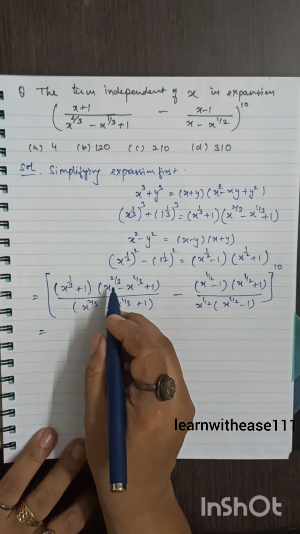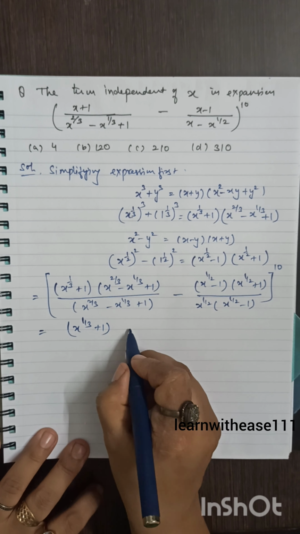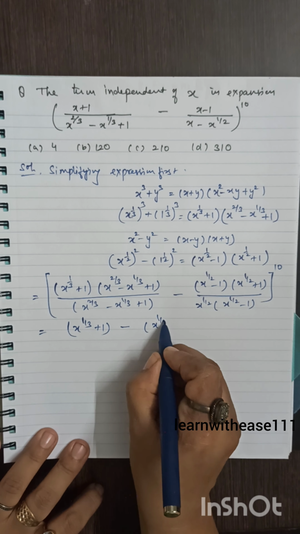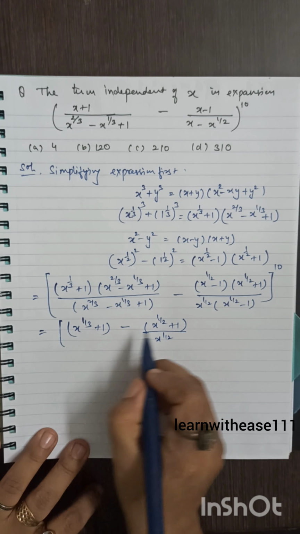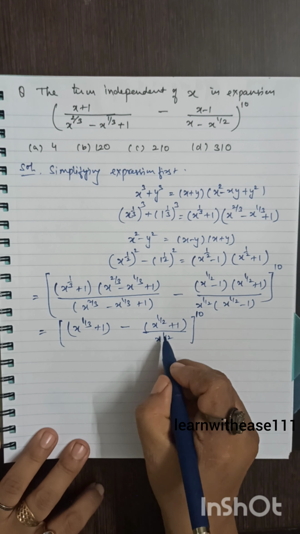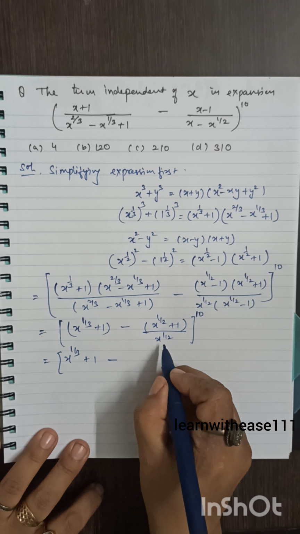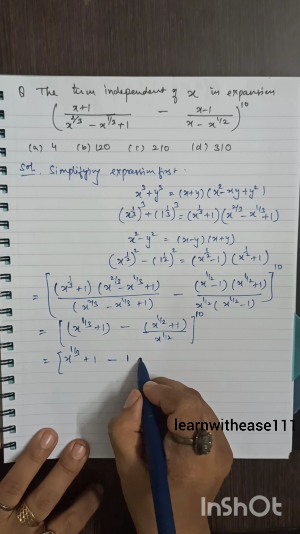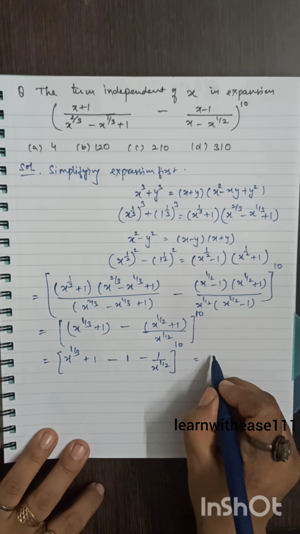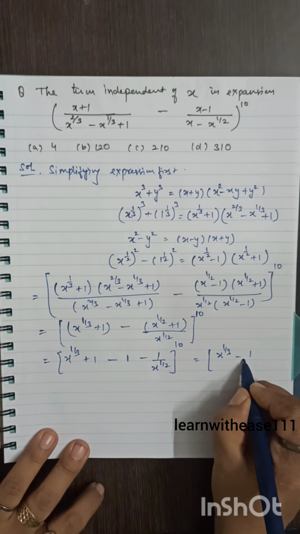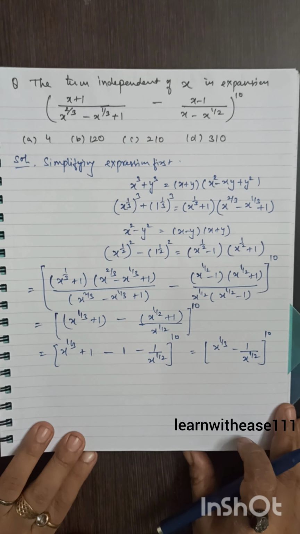So after cancelling the common term x^(1/3) + 1, we are left with this, and here we have (x^(1/2) + 1) divided by x^(1/2), which will be simplified further by division. So we are left with x^(1/3) + 1 - 1 upon x^(1/2). After dividing it is 1, and 1 upon x to the power 1 by 2. So after simplifying further, this is the simplified expression for now, and the trick can be applied.